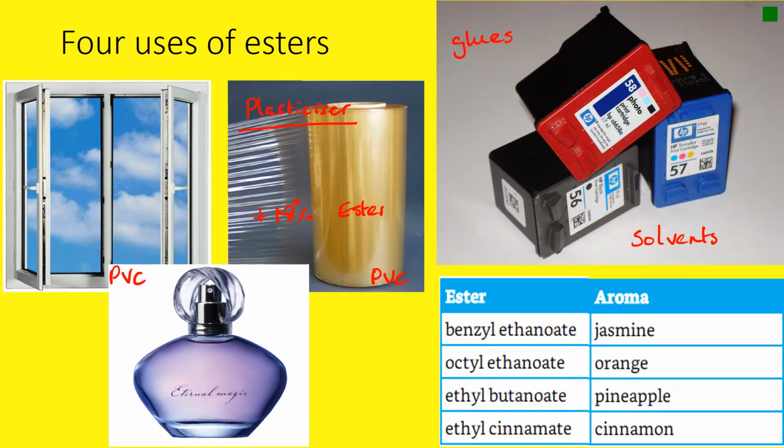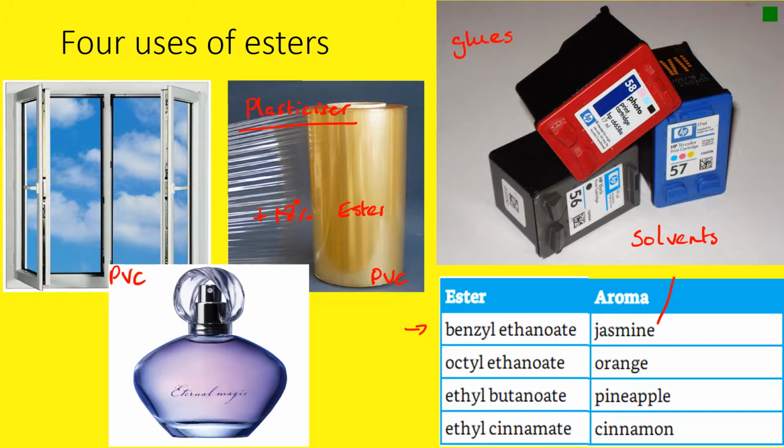Okay, oh yeah, in terms of aromas and tastes. Like we said before, lots of esters have nice smells and tastes. For example, benzoyl ethanoate, this one here, is what you smell when you smell jasmine tea. When you smell orange, it's octyl ethanoate that you're smelling. Pineapple is ethyl butanoate, cinnamon is ethyl cinnamate, as well as aldehydes as well. But this is what gives it a lot of the aroma.